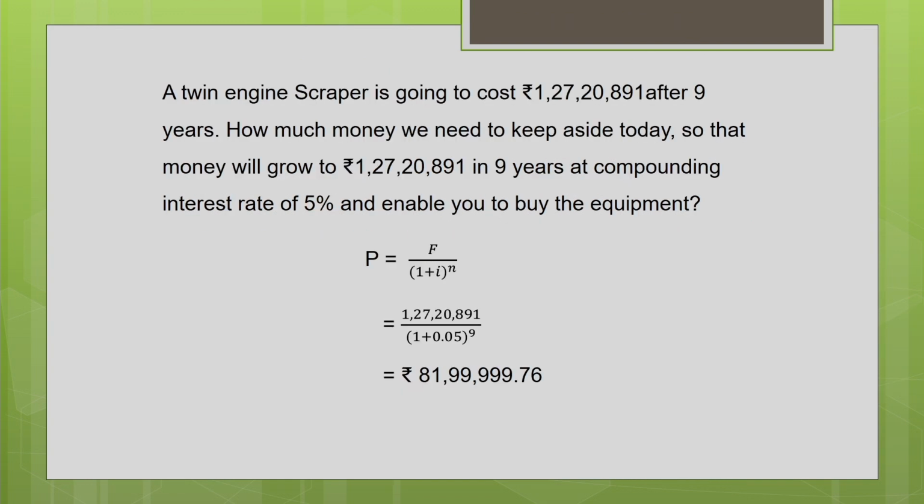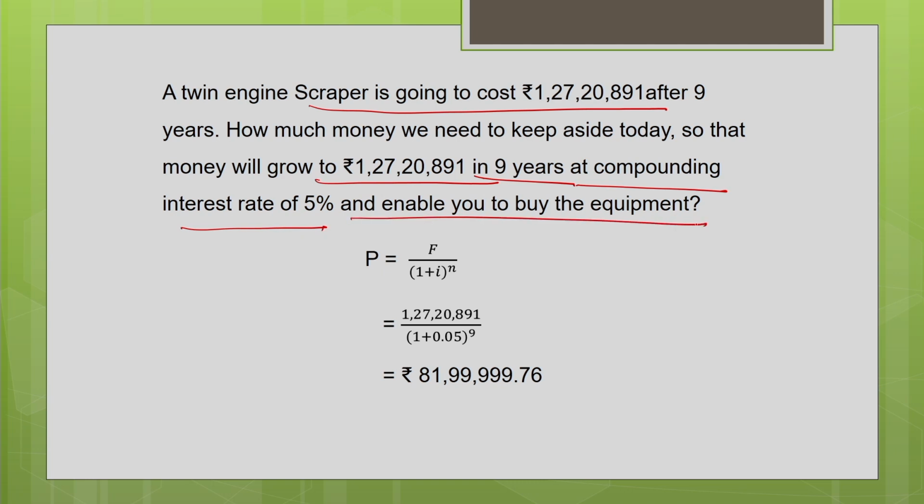So, let us work out another example from the equipment perspective. A twin engine scraper is going to cost, and I have used the same numbers again so that it is easier to understand, 1 crore 27 lakh 20,891 rupees after 9 years. So you know its future value after 9 years. How much money do we need to keep aside today so that it will grow to 1 crore 27 lakhs 20,891 rupees in 9 years at a compounding interest rate of 5%, so that you can buy this particular equipment?